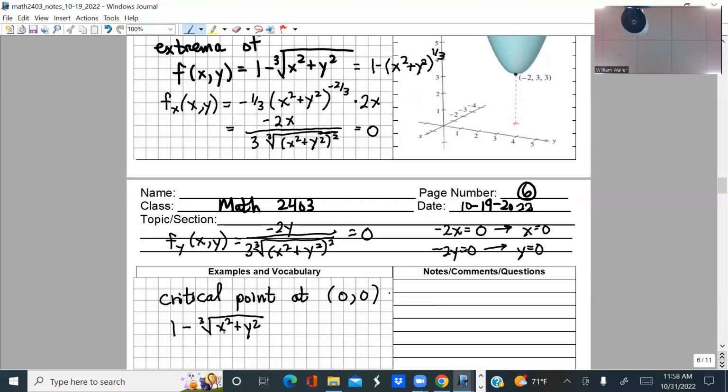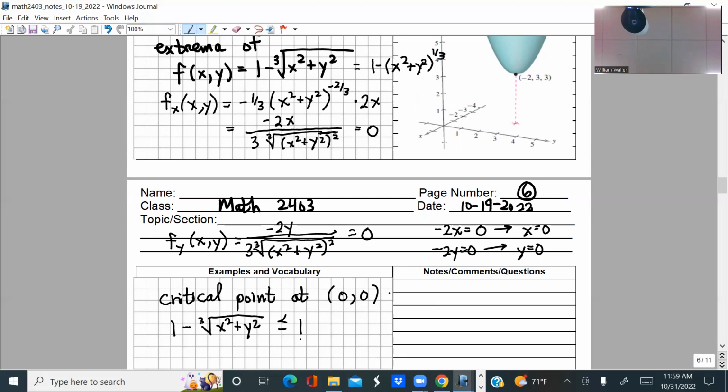Well, if you subtract a non-negative number from 1, you're always taking something away from 1. So you know this quantity is always... I'm sorry, I got it backwards there. You know this quantity is always less than or equal to 1, because this number is always positive. So the largest this can be is 1.